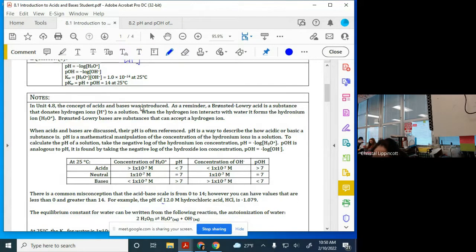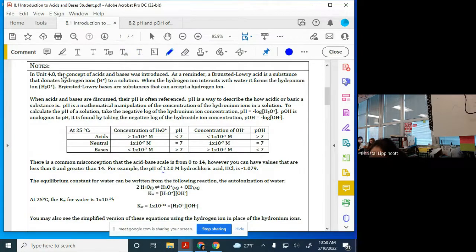All right. So we talked about acids and bases way back in Unit 4. And we talked about the idea of a Bronsted-Lowry acid and what that is. That's a substance that's going to donate hydrogen ions in a solution. When the hydrogen ion then interacts with water, it's going to form hydronium or H+. If we're lazy, we just write H+. Bronsted-Lowry bases then accept that hydrogen ion.